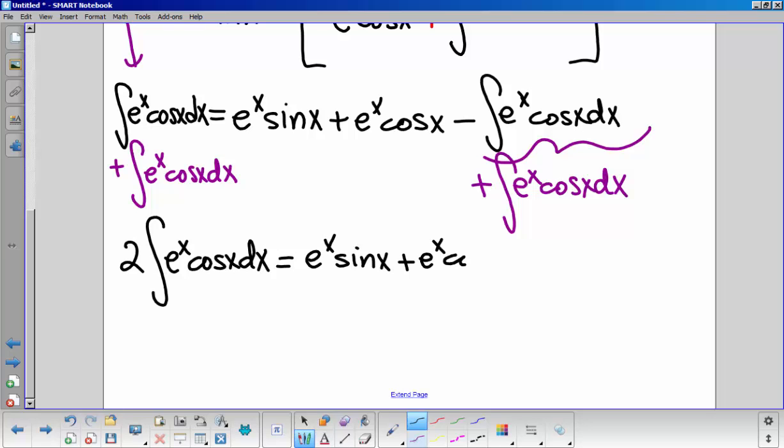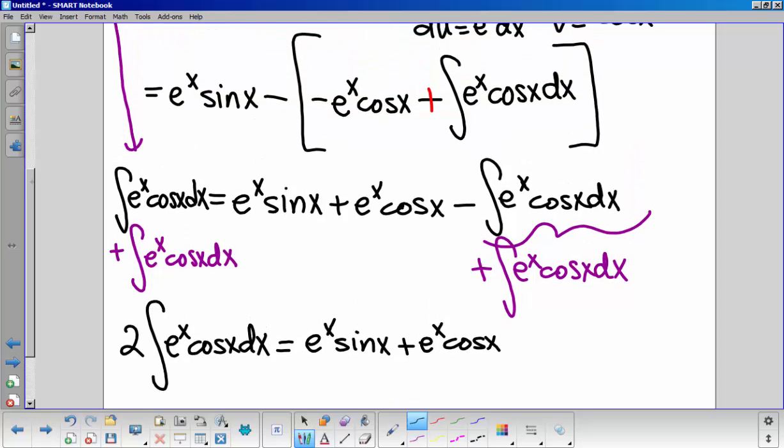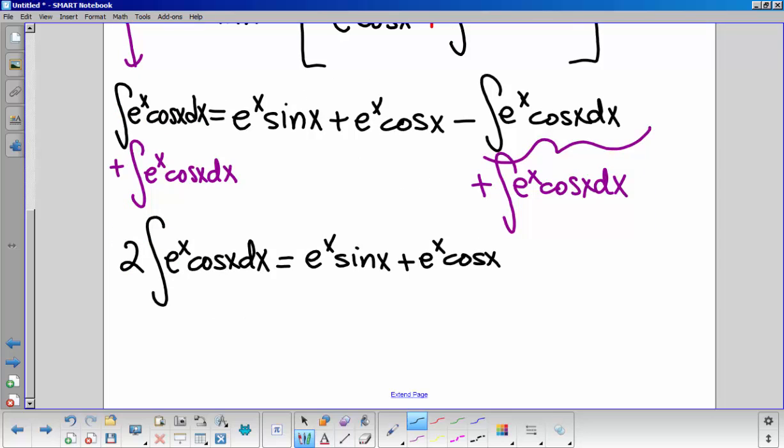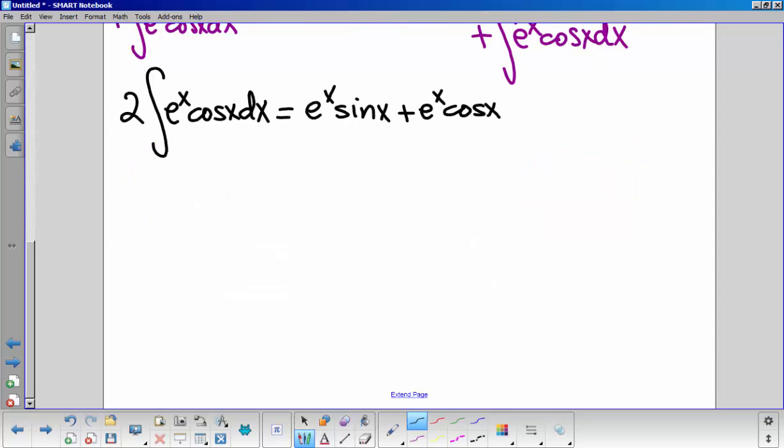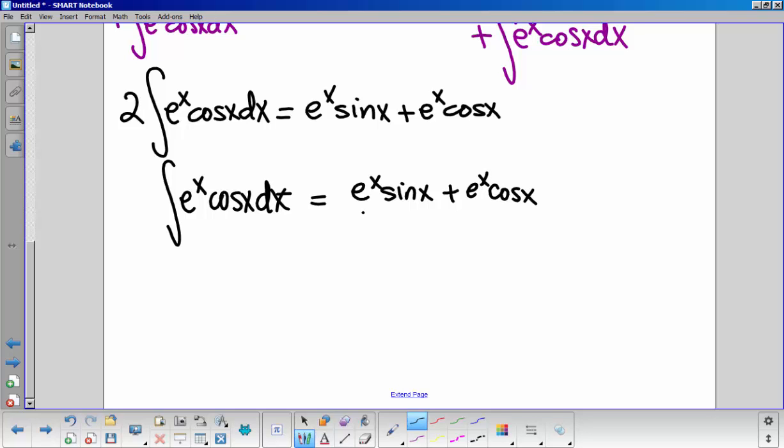I thought the integral became positive when you distributed the negative. Well, it was already positive and then became negative. And then now to get that integral all by itself, we have to divide by 2. So this is the integral of e to the x cosine x dx equals e to the x sine x plus e to the x cosine x all over 2 plus c.